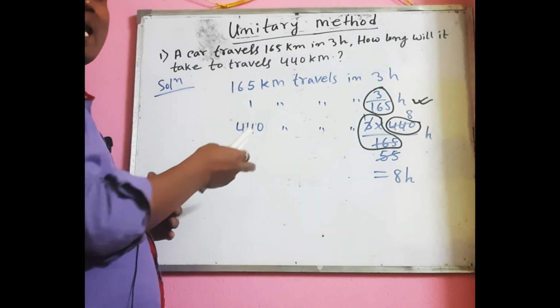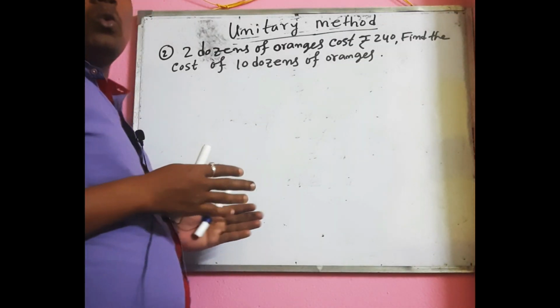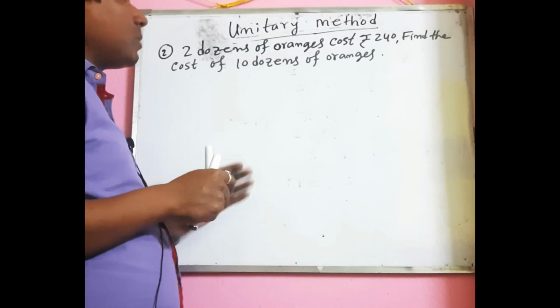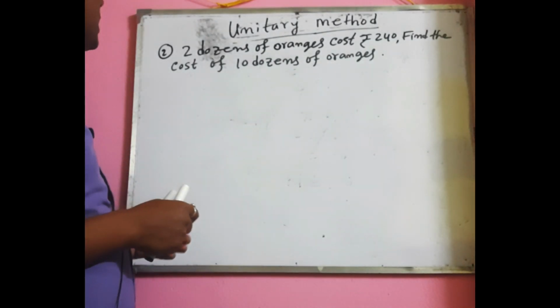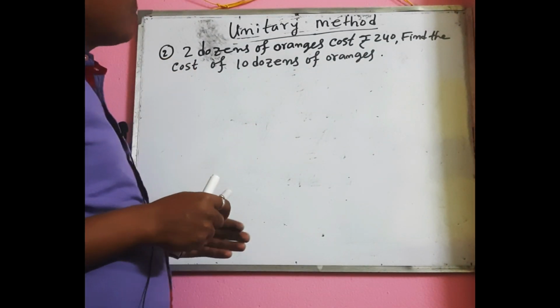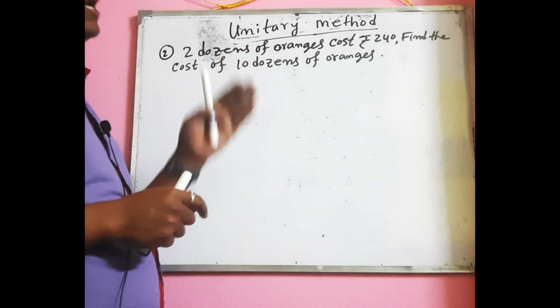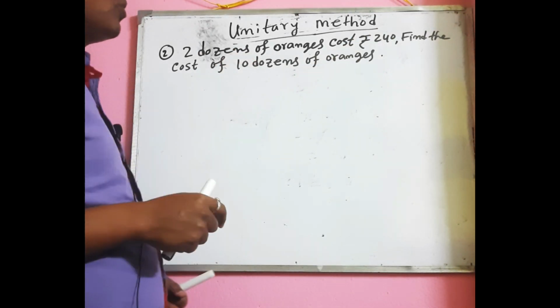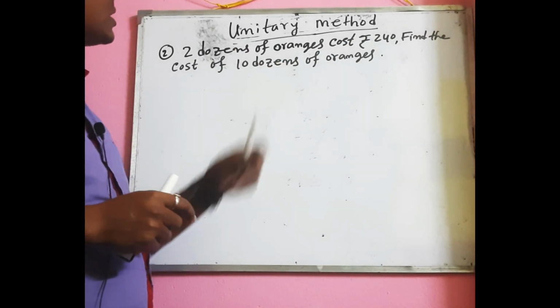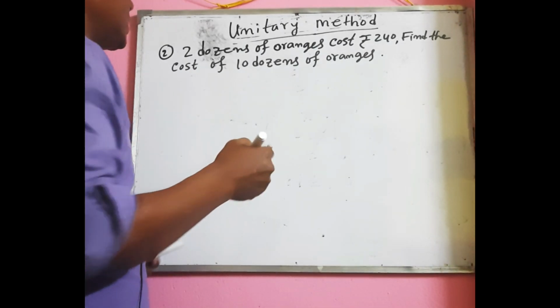Now we move to the second example of the day. The second example is: 2 dozens of oranges cost Rs 240. Find the cost of 10 dozen oranges.